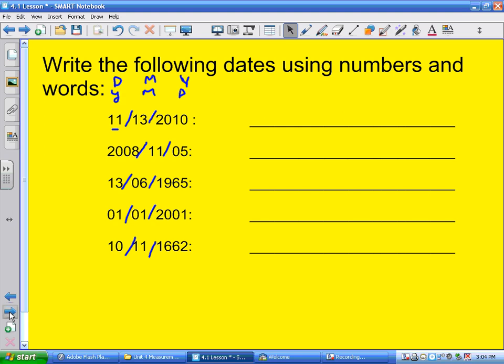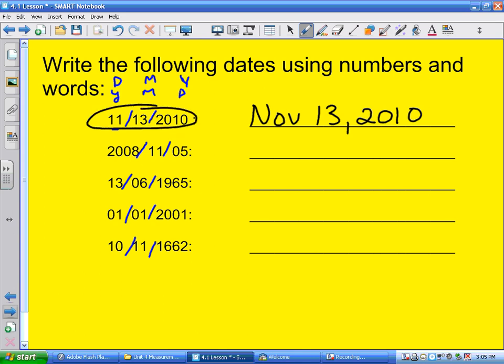Lexi? It would be the 11th month, the 13th day. November 13th, 2010. Now there's a problem with this because you're going to run across people who do this. It is incorrect. But you can't tell them that because that would be rude, right? But we always go day, month, year, or year, month, day.